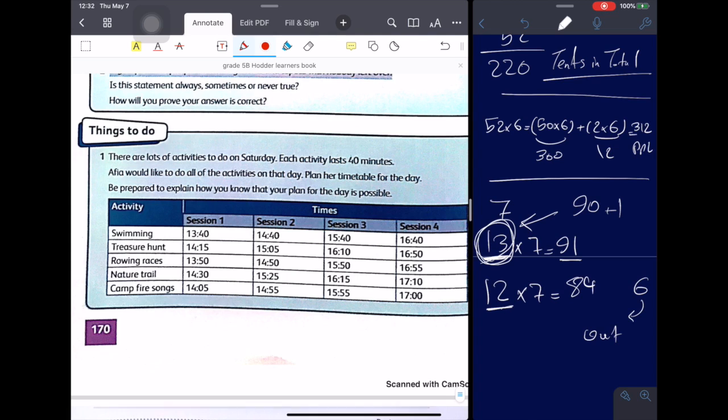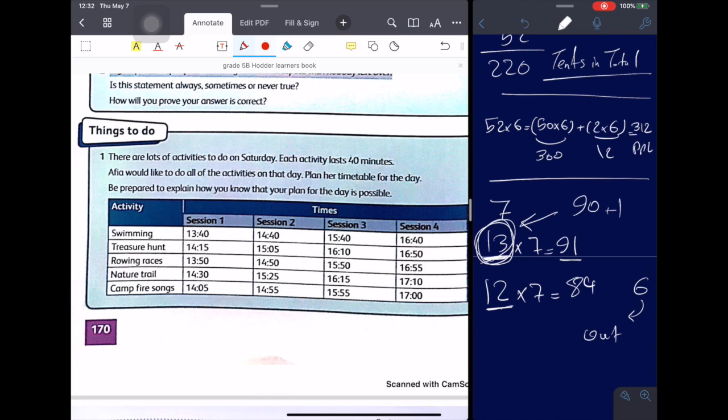Going to the things to do part. After they reach the campsite, there is a list of activities to do on Saturday. Each activity lasts 40 minutes. Afia would like to do all of the activities on one day. Plan her timetable for the day. Be prepared to explain how you know that your plan for the day is possible.